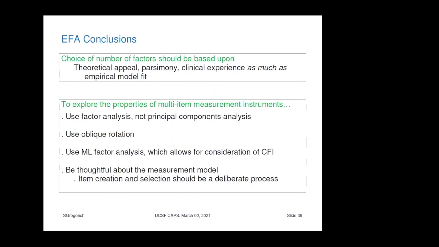And I also want to emphasize, if you're exploring the structure of multi-item instruments, then use factor analysis, not principal components analysis. Use oblique rotation. I would use maximum likelihood EFA, which allows you to calculate CFI, because this particular example didn't highlight how much better it is, but it's usually a lot better.